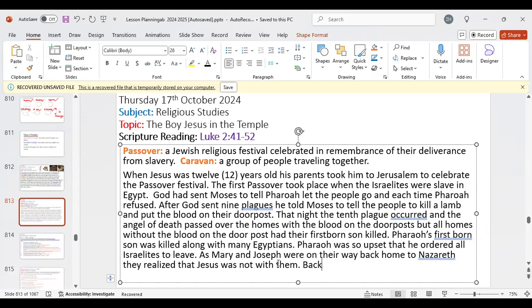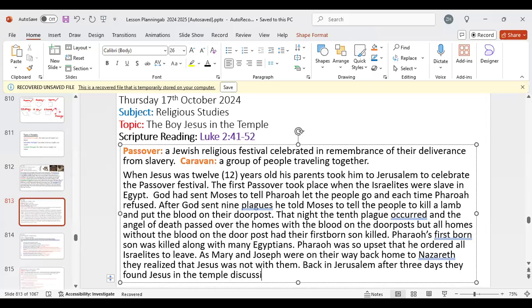Back in Jerusalem, after 3 days, how long? 3 days, they found Jesus. Where did they find Jesus? In the temple.